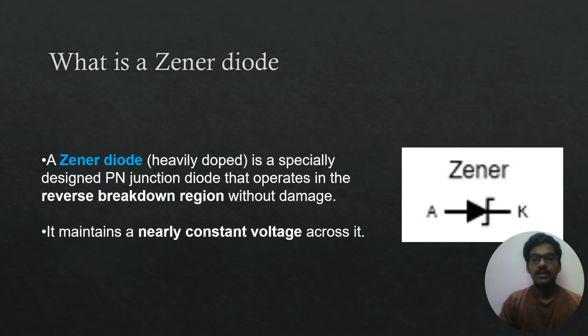The Zener diode resembles a regular diode but with a bent cathode bar, indicating its special breakdown characteristic. A Zener diode is a heavily doped, specially designed PN junction diode that operates in the reverse breakdown region without any damage. That is the specialty of the Zener diode. It maintains a nearly constant voltage across it, irrespective of the changes in the input voltage. This is the specialty.